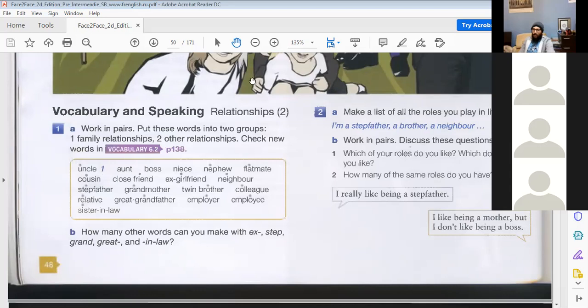So number 1, of course, this is an uncle. Repeat, please. Okay, let's repeat. So the question, can you see this? Let me change the color. Yes. So it says put these words. Can you see all the words in the box? Can you see the words in the box, Safiya?